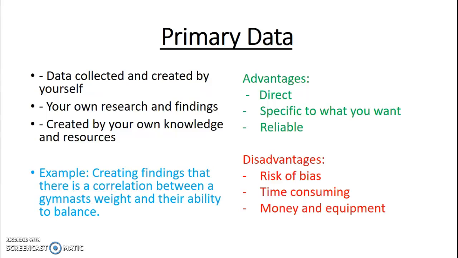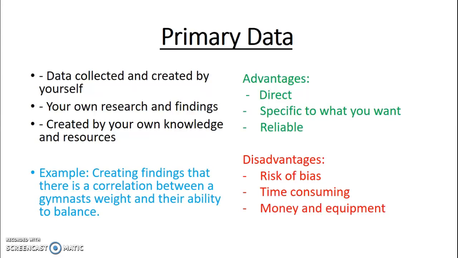So an advantage of primary data would be it's direct, so it's actually yours. It's specific to what you want because you've designed it and you've made it and you know exactly what it is, and it's also reliable to you as you know everything about it behind. You designed it yourself. You can check it yourself as it's yours.